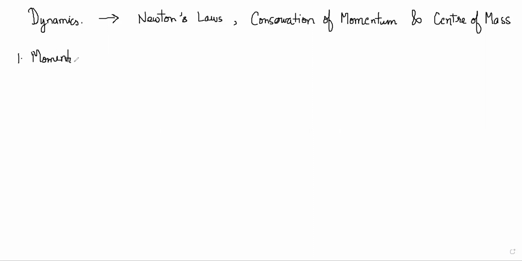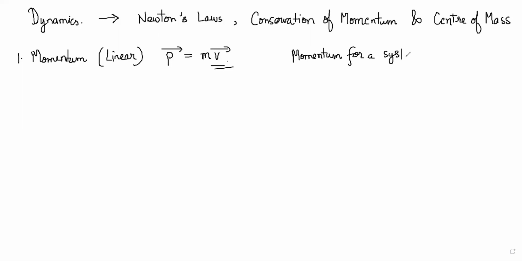So momentum of a particle, this is linear momentum that I'm defining, is the p vector. It's defined as m times v vector, where v is the velocity of that particle. Now, this is a very straightforward definition. P is a vector, and this is also a vector. And in a similar manner, you can also define momentum for a system of particles.